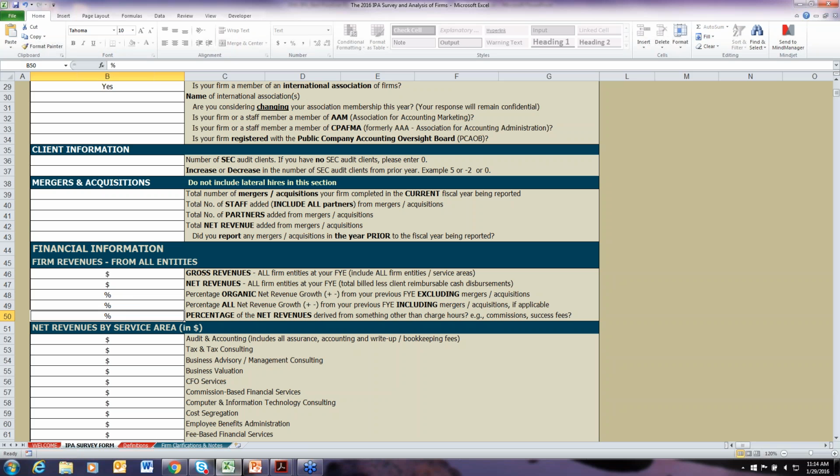In row 50, we're asking for the percentage of the firm's net revenue derived from something other than charge hours. Many firms provide services that generate revenue regardless of charge hours, such as revenues on assets under management or success fees over and above the work performed. In row 50, we ask you to please indicate the percentage of the firm's total net revenues derived from something other than charge hours. If none, go ahead and enter 0%.